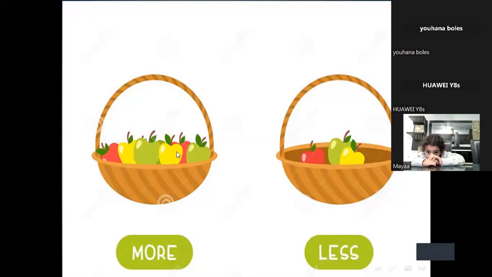I will ask you about the big amount, like big number here, as the number 6 here. So we can mention it like more. We have more apples here. But here we have little apples. So we can mention it like less. We have less apples here in this basket. So here, more apples, here, less apples. Repeat after me, more, less. Okay, more apples, less apples.